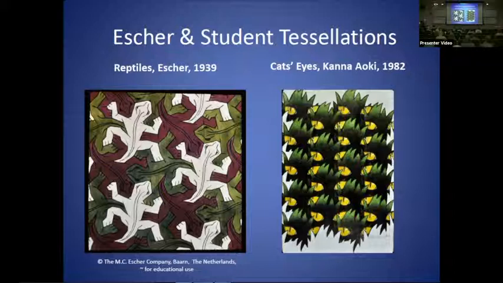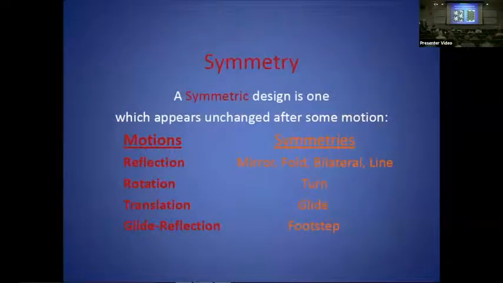And then on the right is my favorite student design. For many years, I've taught students how to make tessellations, Escher-type tessellations. And I call this Cat's Eyes by Kana Aoki, who was a student from Hawaii I taught at University of the Pacific in 1982. So you see a bunch of cats peeking at you from behind the grass.